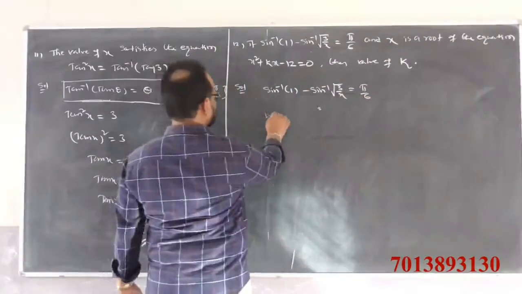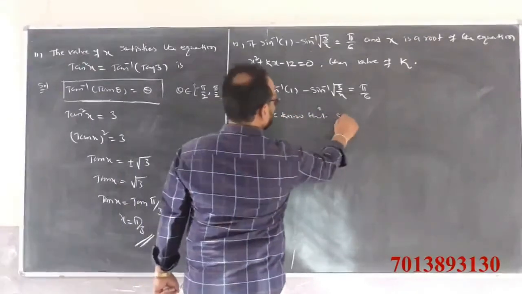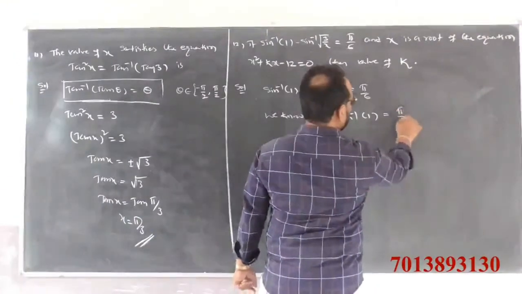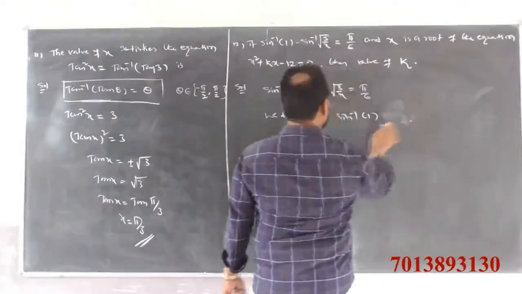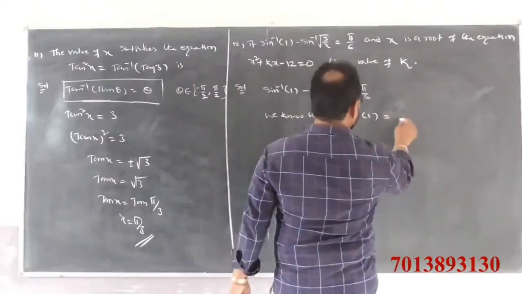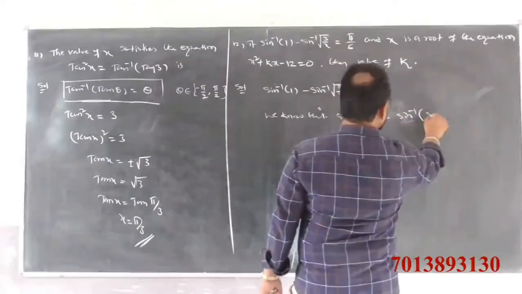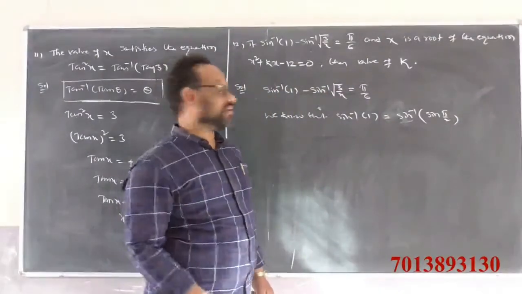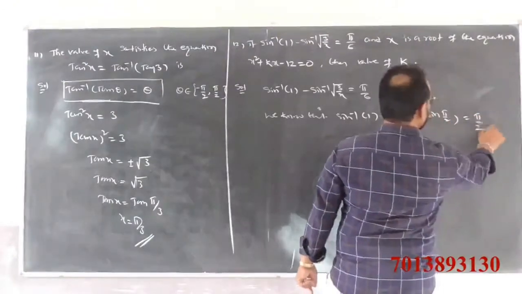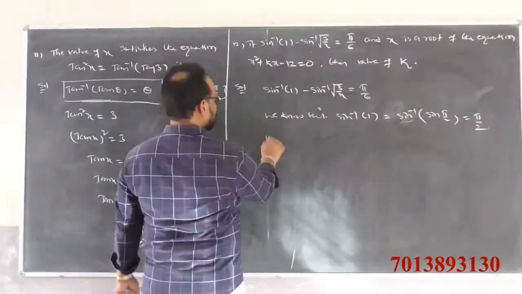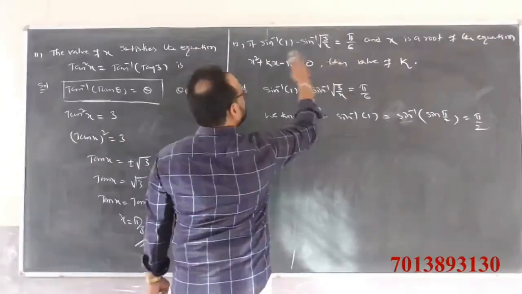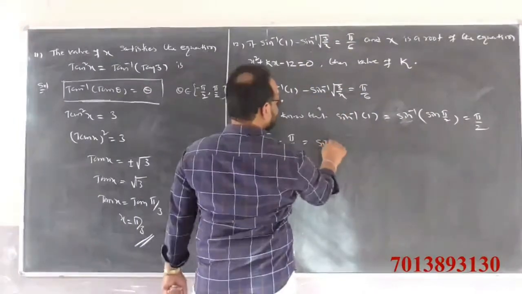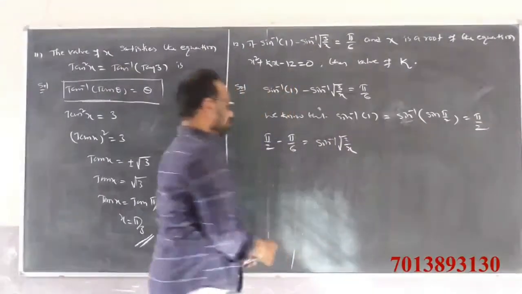Already we know that sin inverse of 1 can be written as sin inverse of sin pi by 2, since sin 90 value is 1. So we get pi by 2 in the place of sin inverse 1. Pi by 2 minus pi by 6 is equal to, if you transpose this from LHS to RHS, we get plus sin inverse of square root of 3 by x.